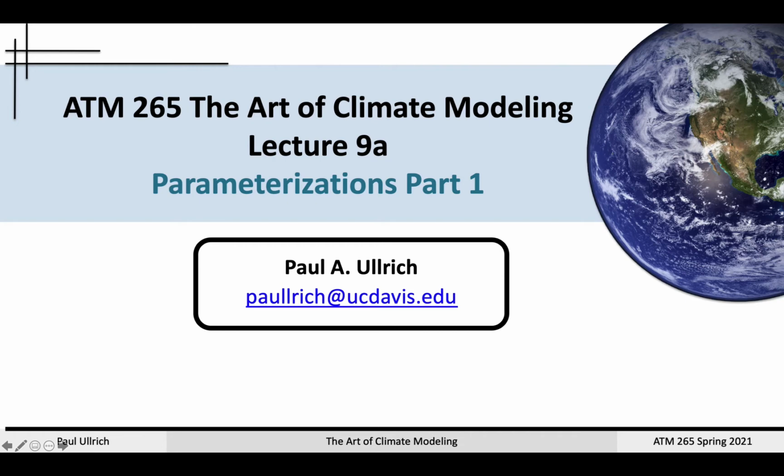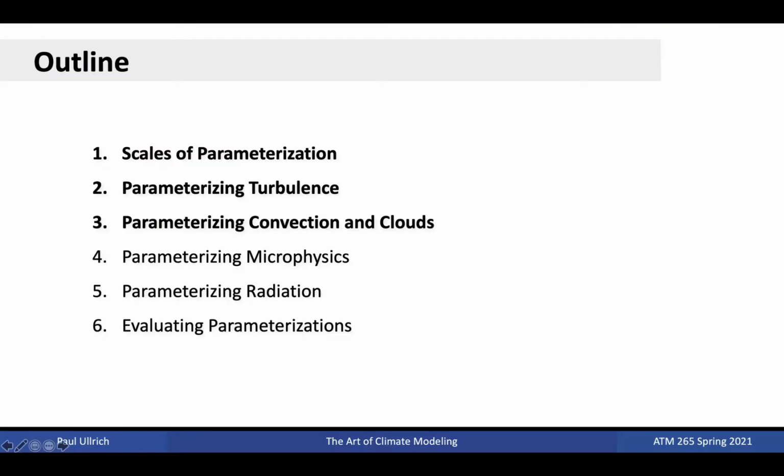These are processes that are not represented in the atmospheric dynamical core, either because they occur on the subgrid scale, such as turbulence or convection, or because they are not related to the dynamics of the atmosphere, for example, moist processes, chemistry, or radiation. This lecture is broken up into two parts.